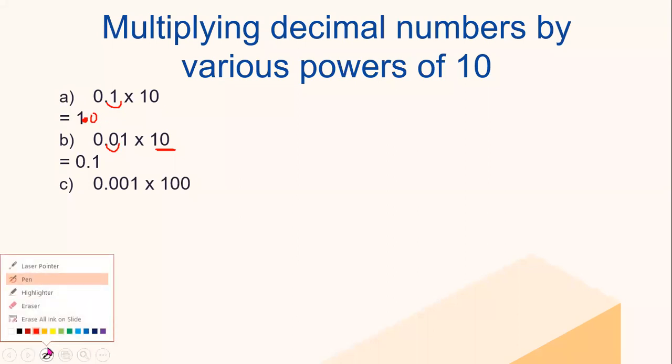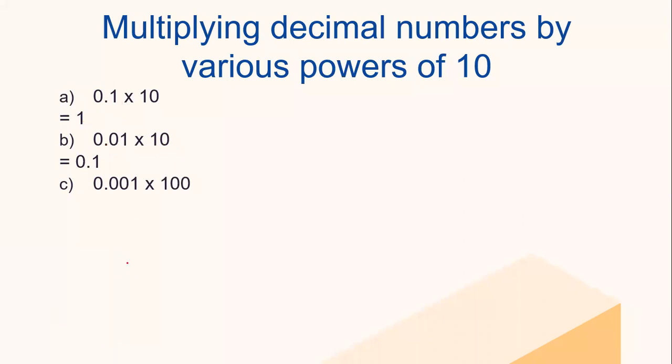So look here, where will the point be now? Can you guess it now? How many places do you have to shift? Can you guess? Two places. Two places means where will it come now?